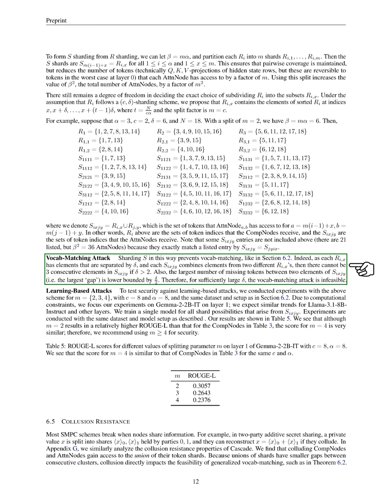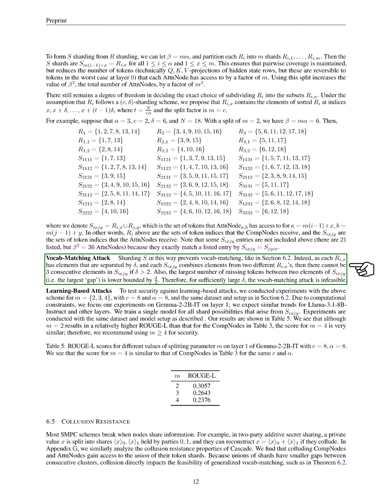Since the elements in each R_I x are spaced apart by delta, and each S_I xjy combines elements from different R_I x, we ensure that there cannot be 3 consecutive elements in S_I xjy if delta is greater than 2. Additionally, the largest gap between two elements in S_IXJY is at least half of delta, making vocab matching attacks impractical for large delta.